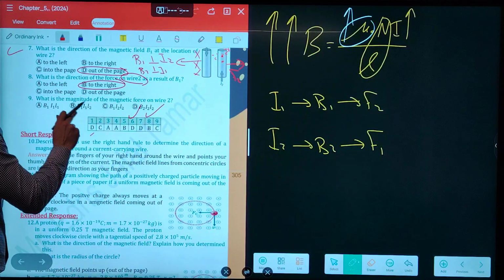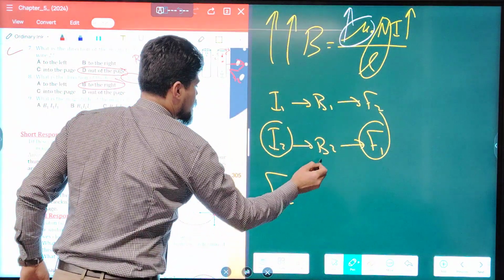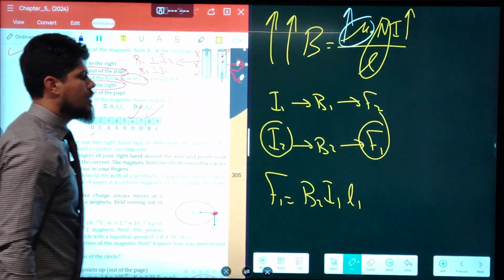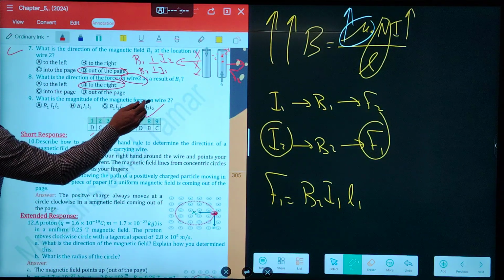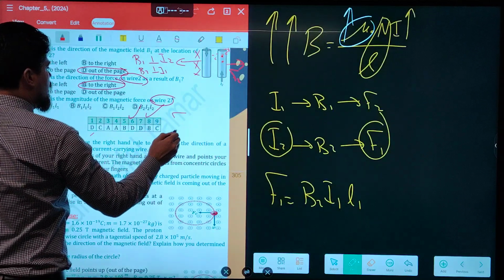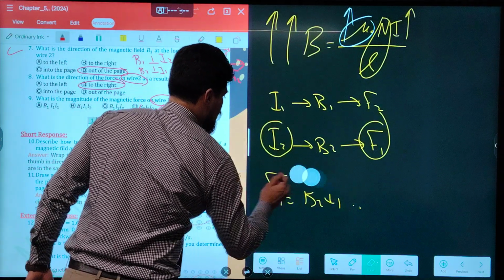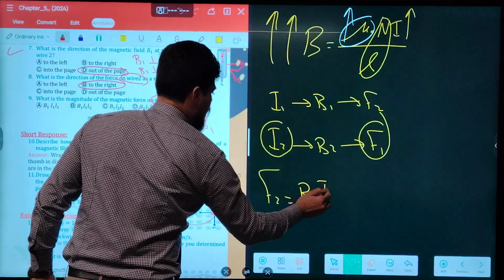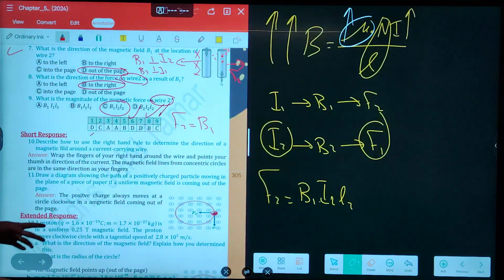What is the magnitude of the magnetic force on wire 2? On wire 2, F1 is equal to, we have to use B2, I1, L1. Okay? F1 is equal to B2, wire 2, the magnetic force F2 is equal to B1. Sorry, we have to find F2. F2 is equal to B1, I2, L2. B1, I2, L2, C is correct.